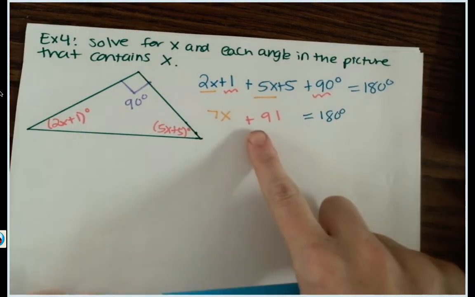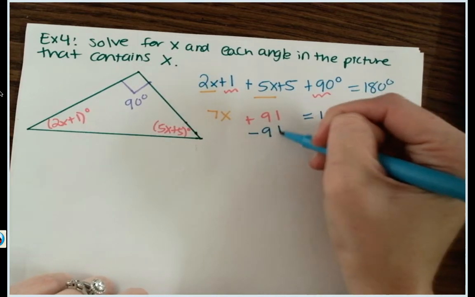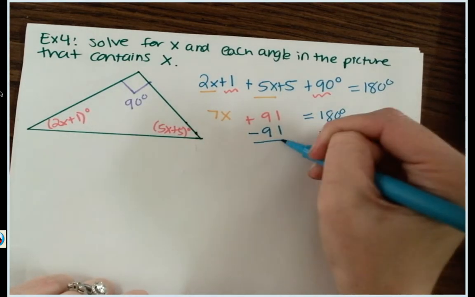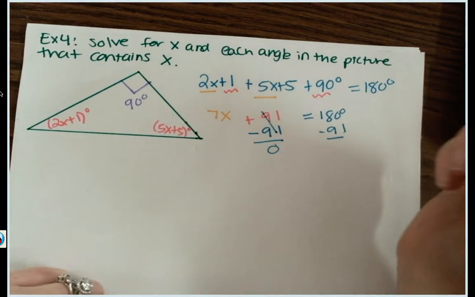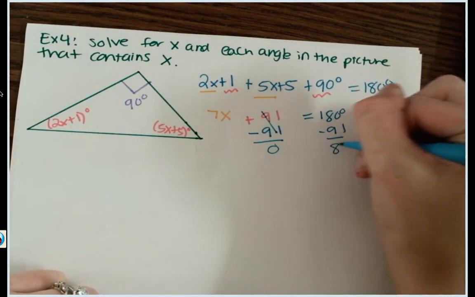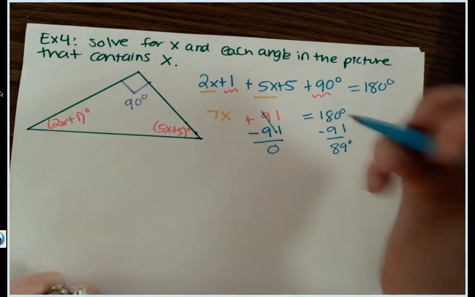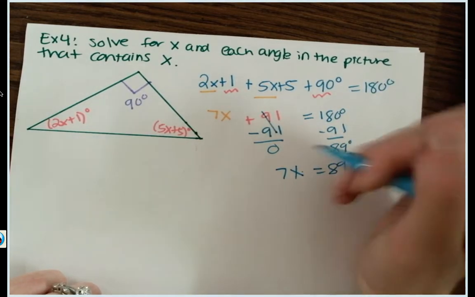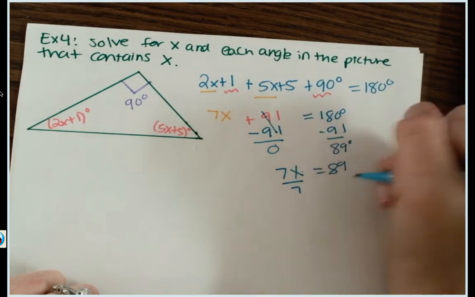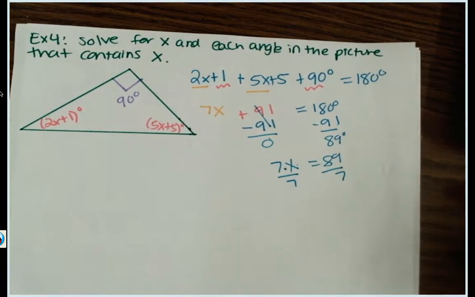So let's keep solving this thing. The way I bring my 91 to the other side is by subtracting that on both sides. 91 minus 91 cancels out and turns to 0. 180 minus 91 gives me 89. So now I have 7x equals 89. I need to bring my 7 to the other side, which I'm going to divide by 7 on both sides because this is secretly multiplying to my 7.